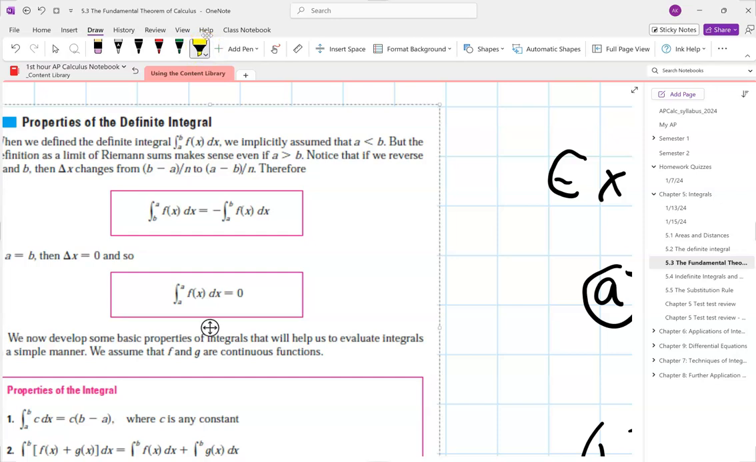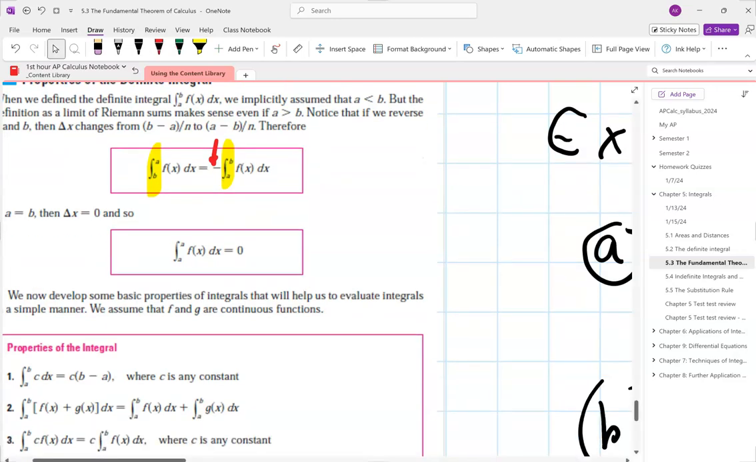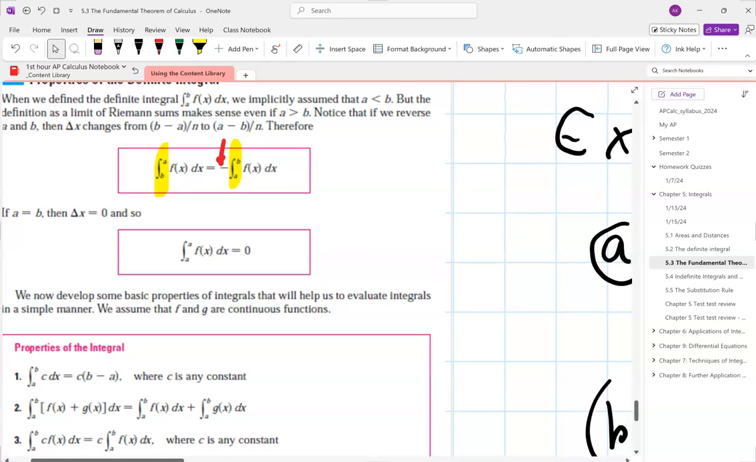So the first property here says that if I flip the bounds, so if I go from the integral a to b, or from b to a, and I switch it to a to b, I just pick up a negative sign out front of my integral. Everybody's okay with that? If I integrate from a to a, that integral is 0. Again, because it's a straight line that you're talking about and it has no area.